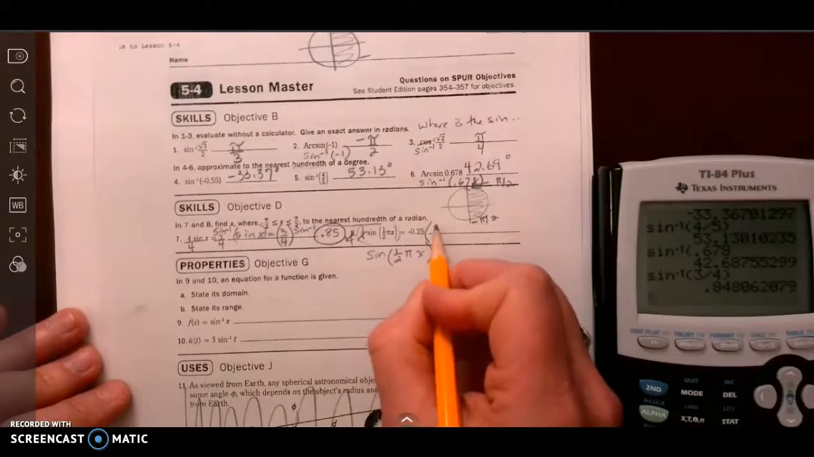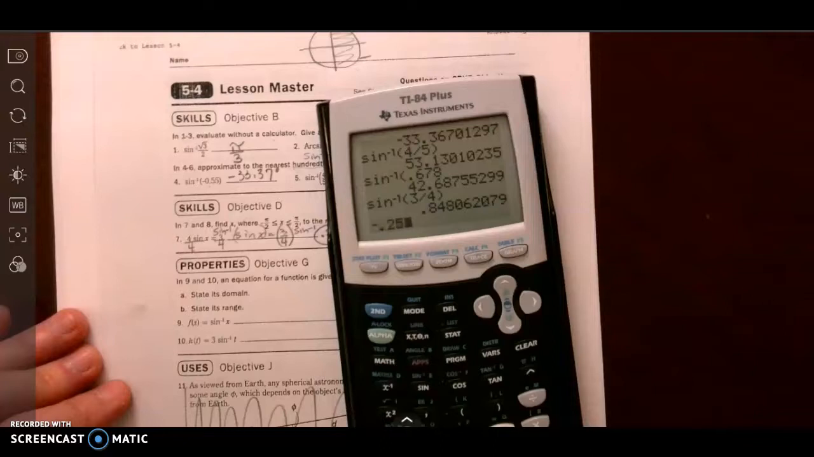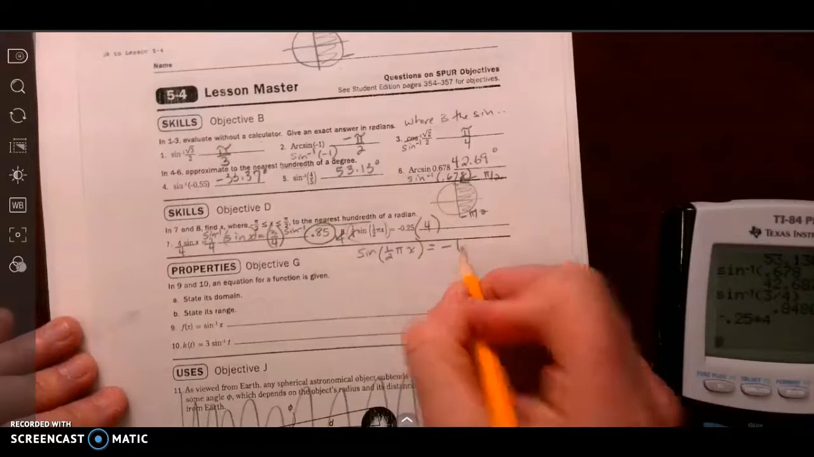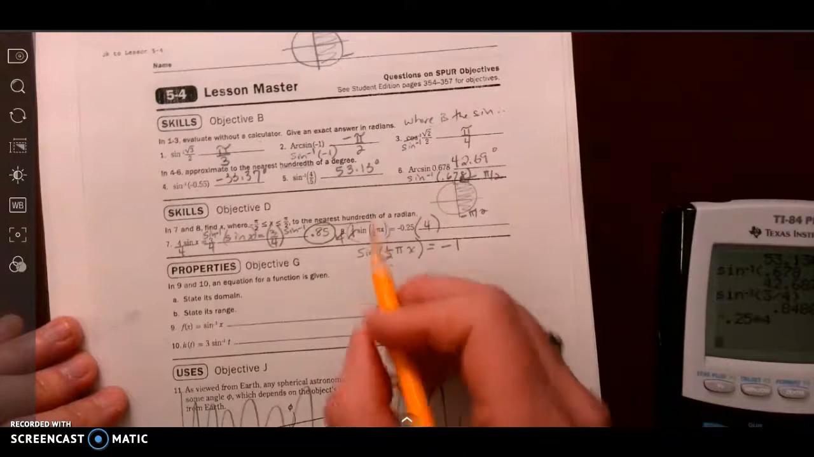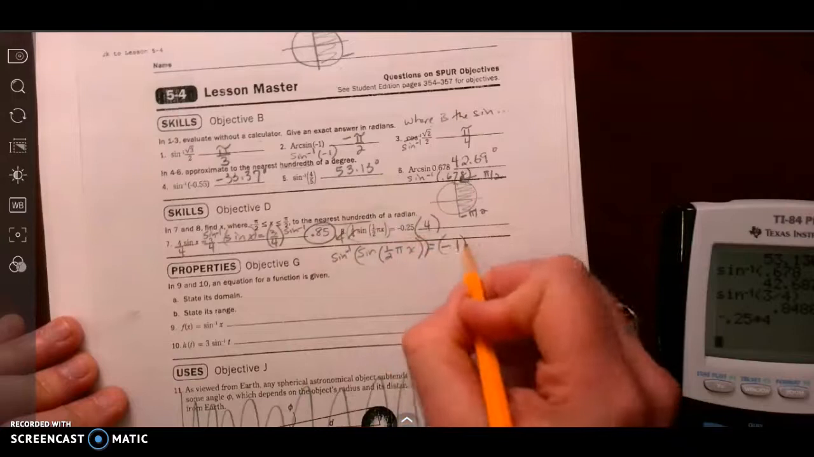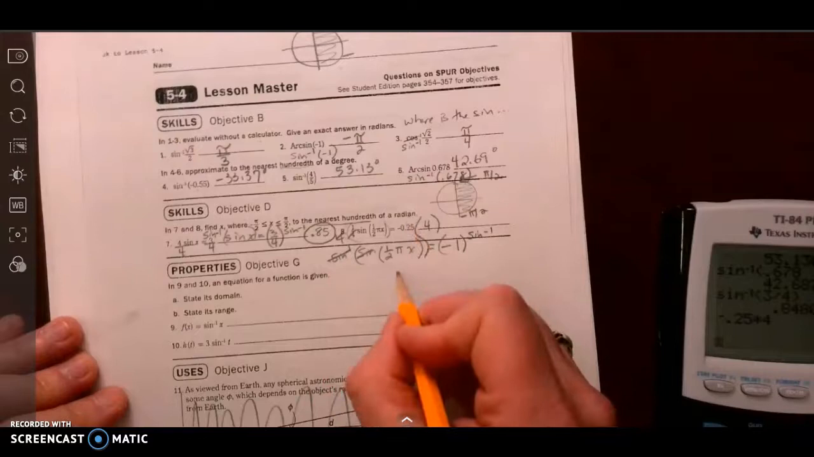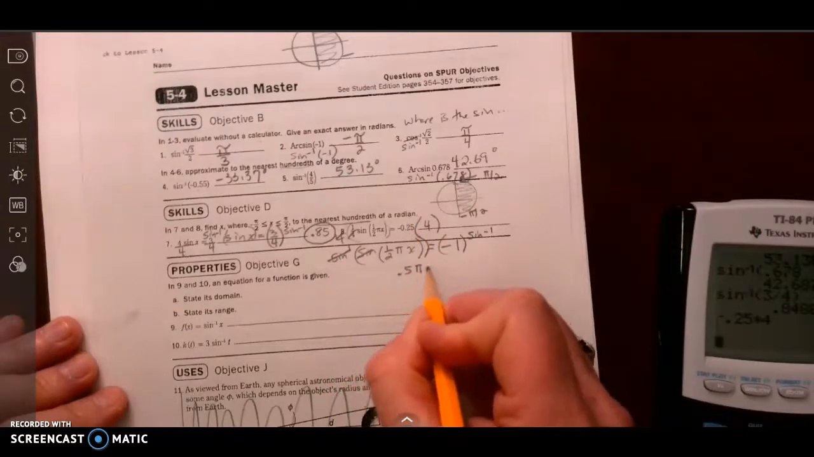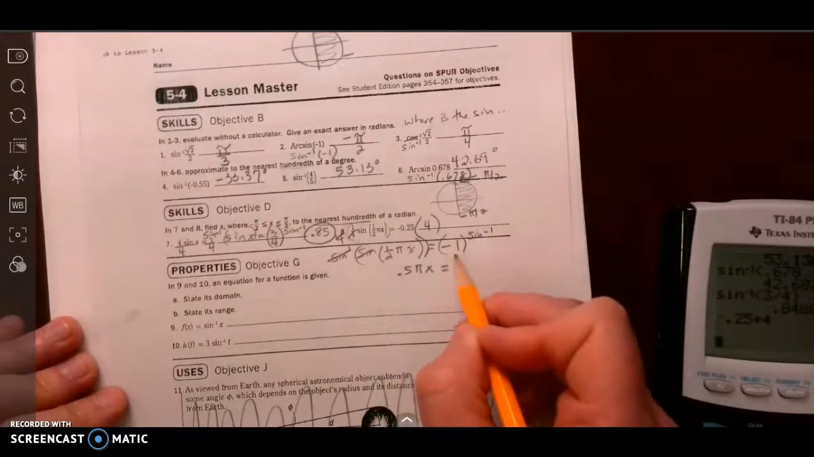equals, I need to multiply this side by 4. So I have negative 0.25 times 4. I get negative 1. Now, I can't do anything with this until I get rid of this sine. So I'm going to take the inverse sine of each side. Here they cancel, and I'm left with, I can write it as 1/2 or 0.5 pi x equals, what is the inverse sine of negative 1?